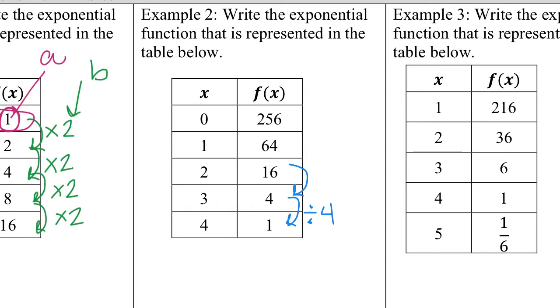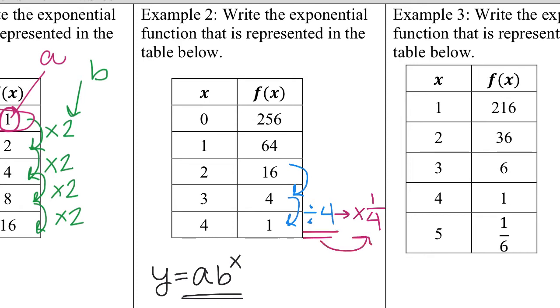Now here's our problem. Our layout is a times b to the x. There's no division in this. So we have to think of dividing by 4 as being multiplying by 1/4. So you can't use division, you have to use multiplication. So if your rate is dividing by a number, that's really multiplying by that number's fraction, 1 over whatever it is. So 16 to 4, if I multiply 16 by 1/4, you get 4. 64 to 16, again, times it by a 4th. 256 to 64 is timesing by a 4th. So in this case, b is equal to 1/4.